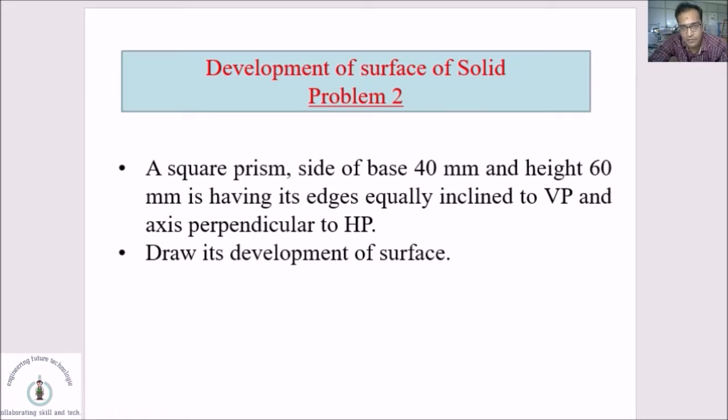So here a square prism is given whose base is 40 by 40 and height is 60 mm, and it is positioned in such a manner that its edges, meaning the line segments representing the base, are equally inclined to vertical plane, and the axis of that prism is perpendicular to horizontal plane. Let's draft this particular condition and have more depth in the problem understanding.